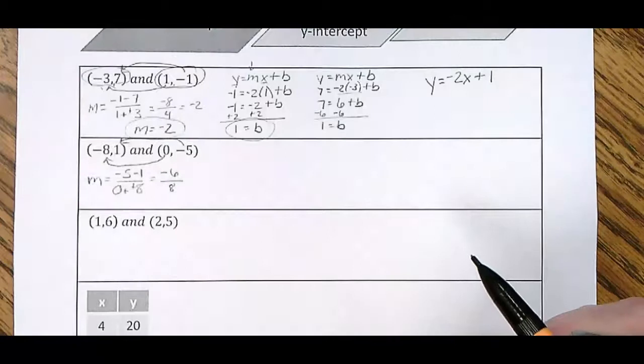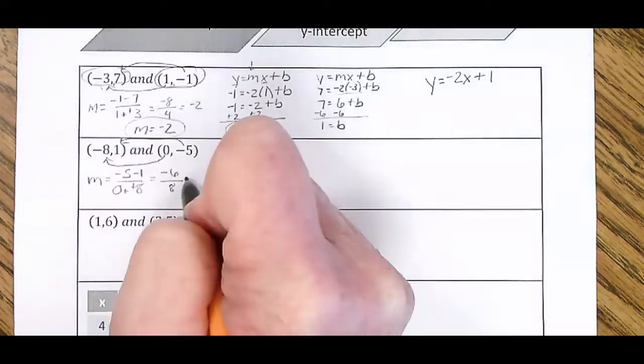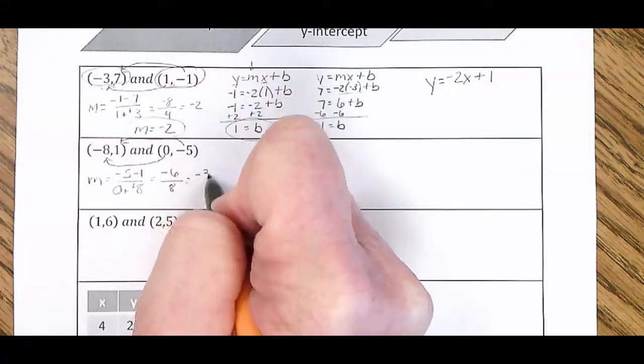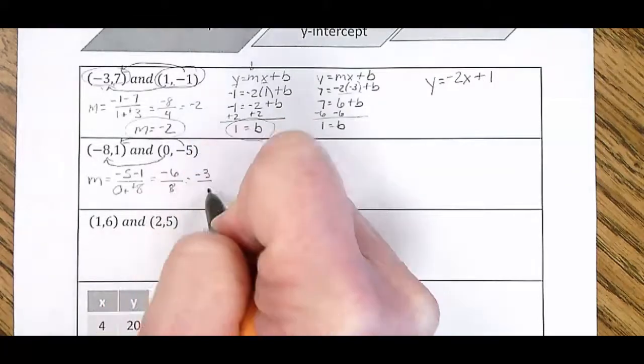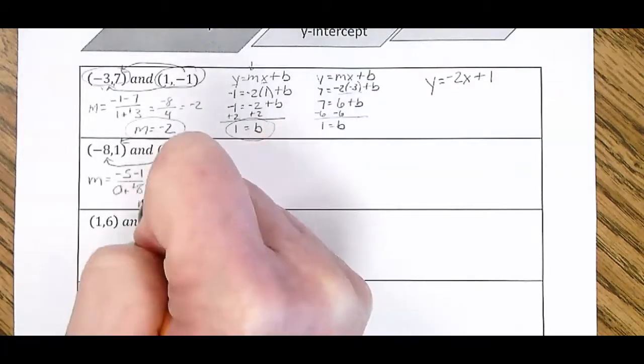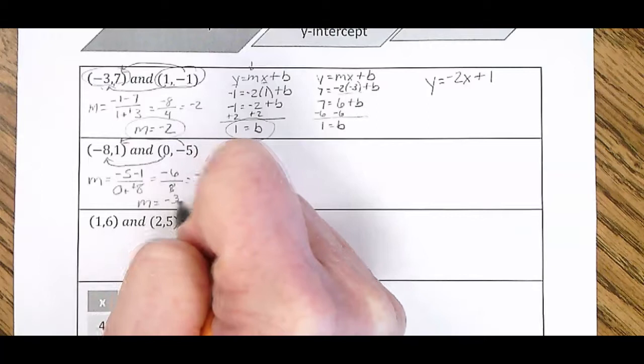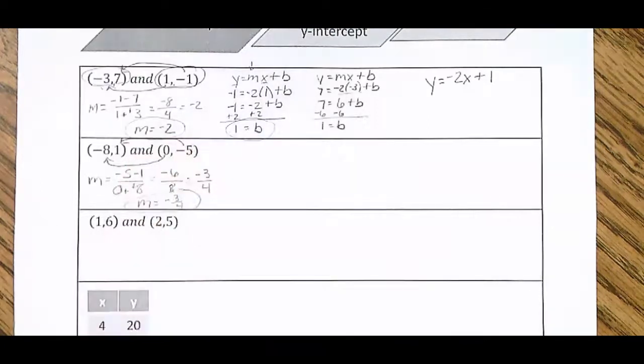Now careful with your slope. It is important that you always simplify fractions. These are both even, right? 6 and 8, so I'll divide both of those by 2. 6 divided by 2 is 3, and 8 divided by 2 is 4. So my slope is negative 3/4. We have a slope. Now we need to go find b.